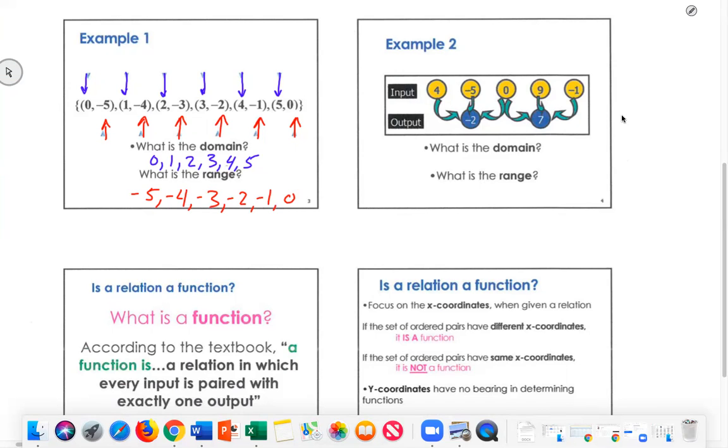Now I can also express that in a different manner. Like here, this is a mapping. Here, what is my domain? So my domain in this case is going to be 4, -5, 0, 9, and -1. And my range, notice, is just -2 and 7, because those are my outputs.